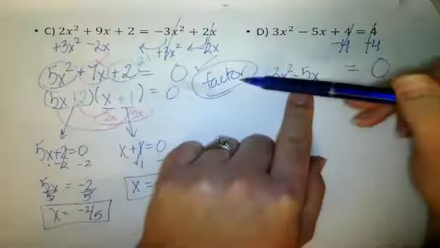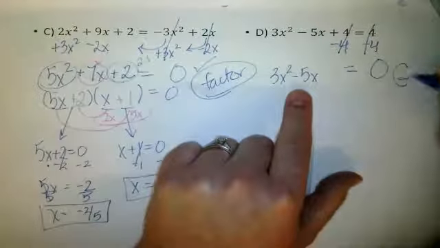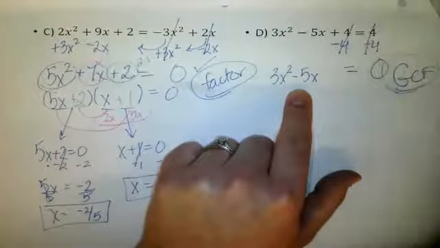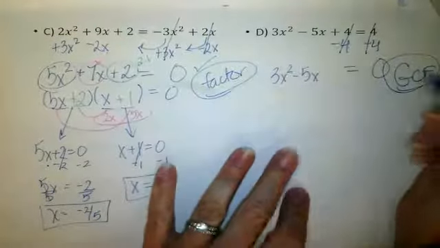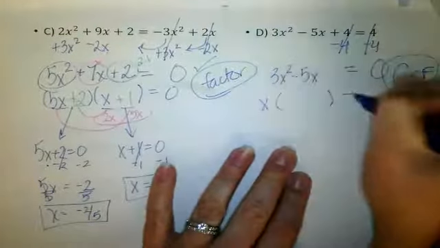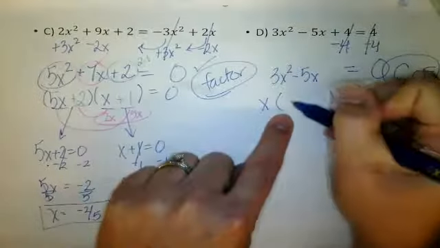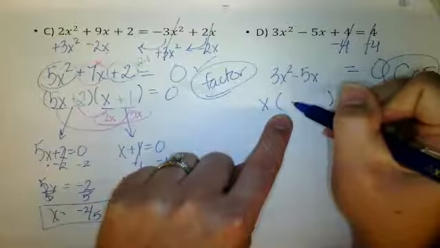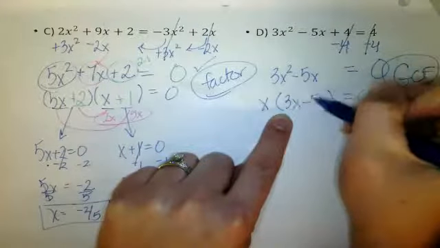But there's another method of factoring which isn't double bubble. What's the other method? GCF. Okay, this one has a GCF. What do they have in common? X. If I take out the x, what's left behind? (3x minus 5). Very good.